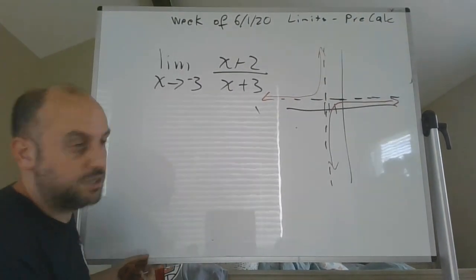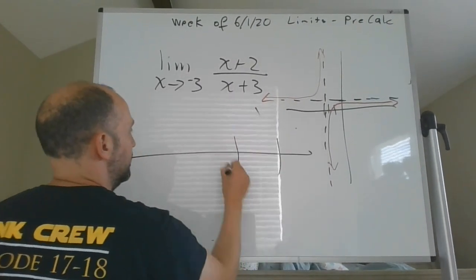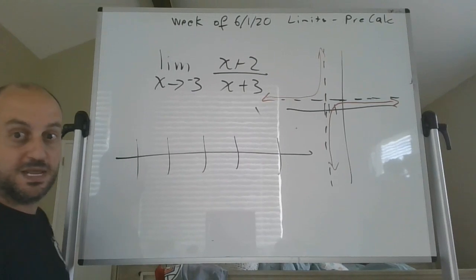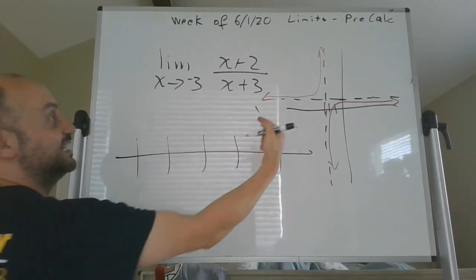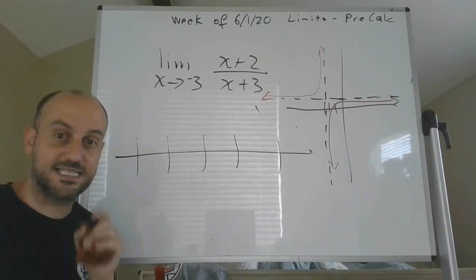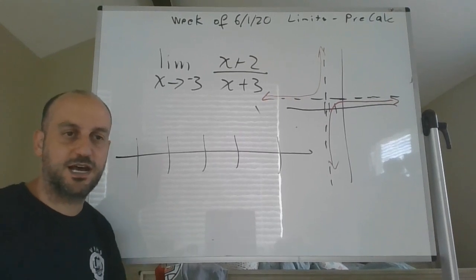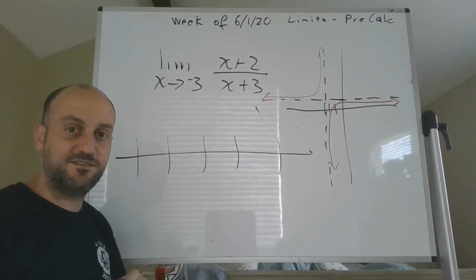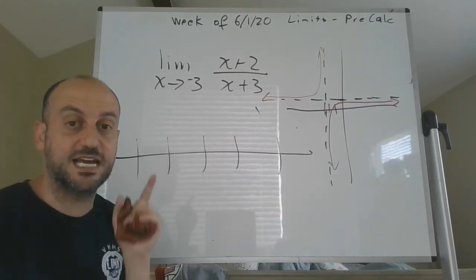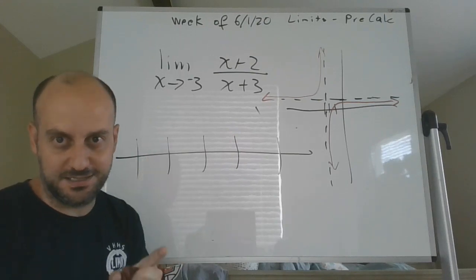Okay, so here's what I'm going to do. I'm going to pick numbers to the left of negative 3. That means less than negative 3. But I'm not going to waste your time and do negative 4 and negative 5. I'm going to get as close to negative 3 as possible.